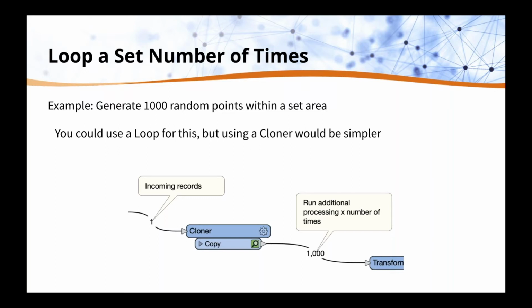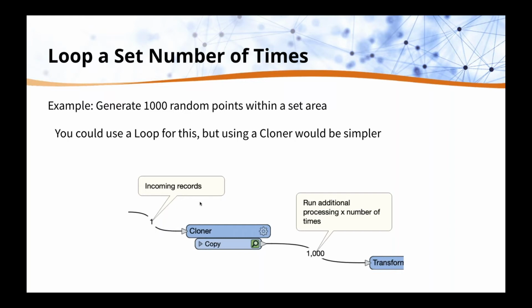In this example here, maybe we want to generate 1,000 random points within a set area. You could potentially use a loop for that, loop to the end every time you have a new feature, and just loop through 1,000 times and keep doing the same thing over and over again. But we also have a transformer called the cloner, which would allow you to make a set number of copies of an incoming record to process that a set number of times.